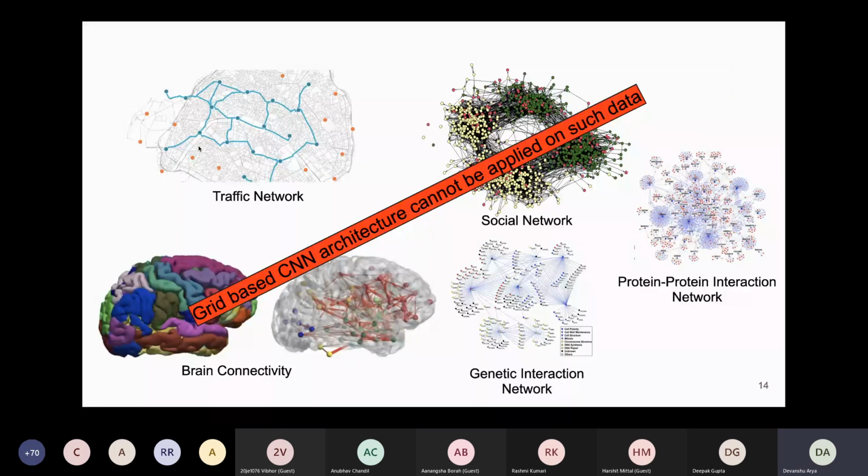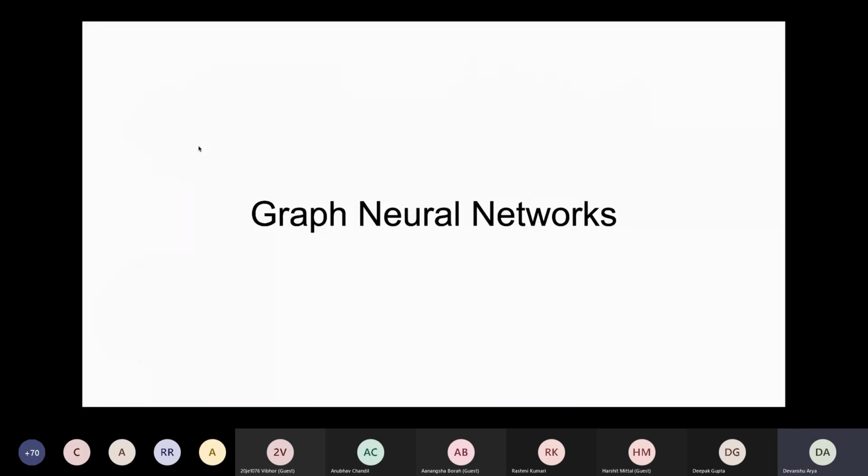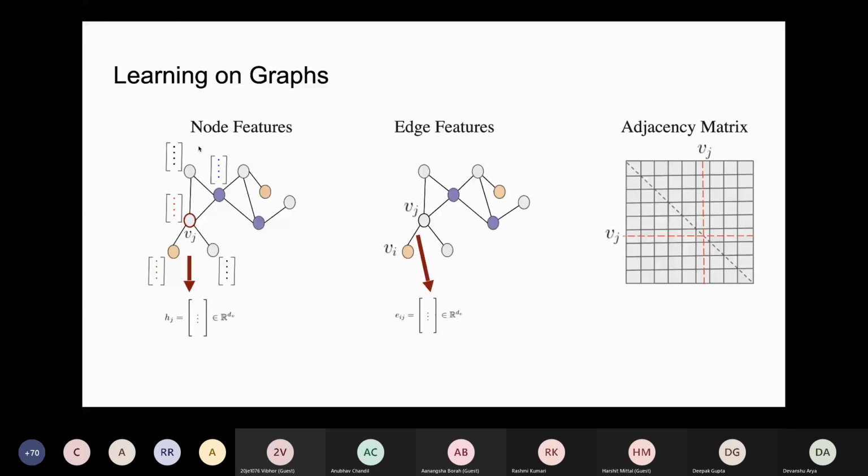So the research world realized it, and then they came up with something called graph neural networks. The whole concept behind graph neural networks is to perform learning on graphs. But before that, I'll just give you a brief introduction of what a graph means and what is the input to these graphs. So a graph is accompanied by nodes and edges.